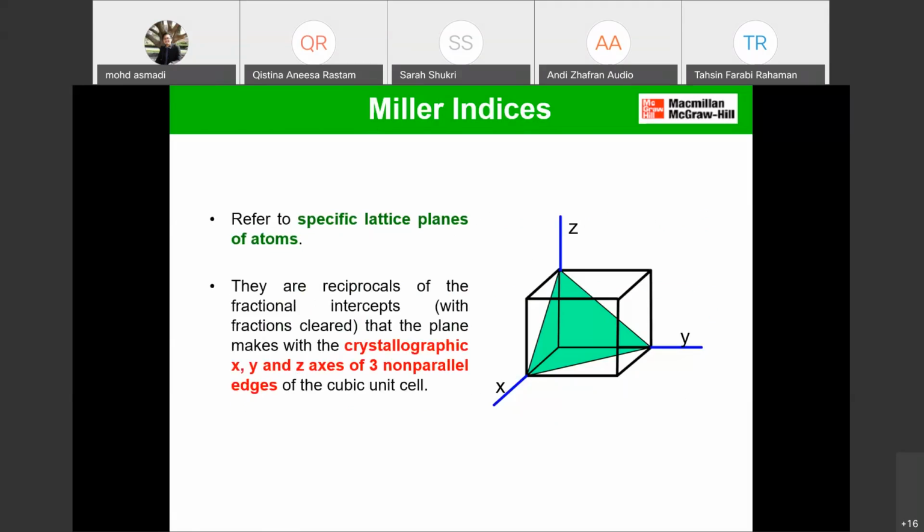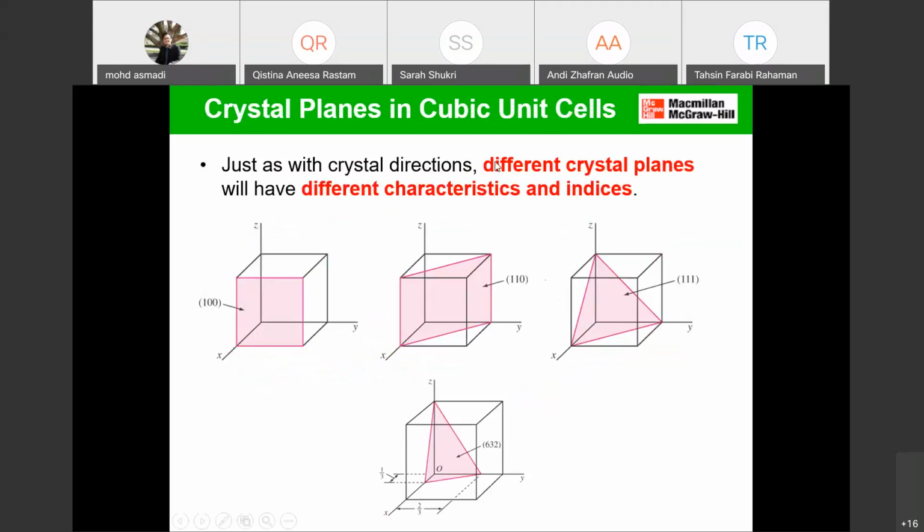The plane intersects the crystallographic XYZ axes, the three non-parallel edges of the cube itself. That means all three axes, X, Y as well as Z. So this is what we call Miller indices. This is the plane, or area, as opposed to the crystal direction. Different crystal planes will have different characteristics and indices. Here it is similar to the direction indices.